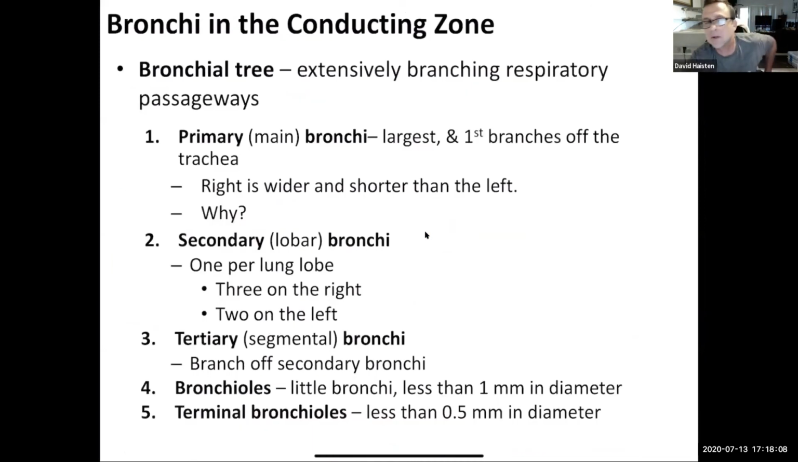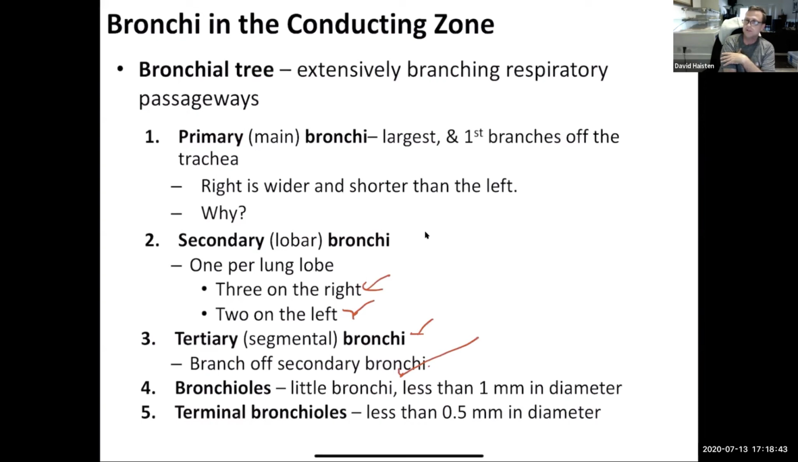Okay, so let's look at the divisions of the conducting zone. So you have your bronchial tree, extensively branching respiratory passageways. Okay. The main bronchi, right and left main bronchi. Then we go into lobar bronchi, one per lung lobe, three on the right, two on the left. We go into segmental bronchi. They branch off of the lobar bronchi. Then bronchioles, little bronchi.